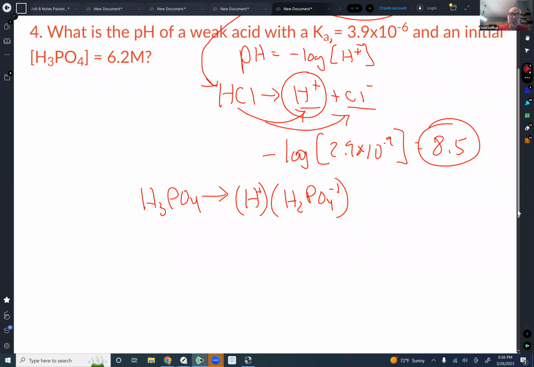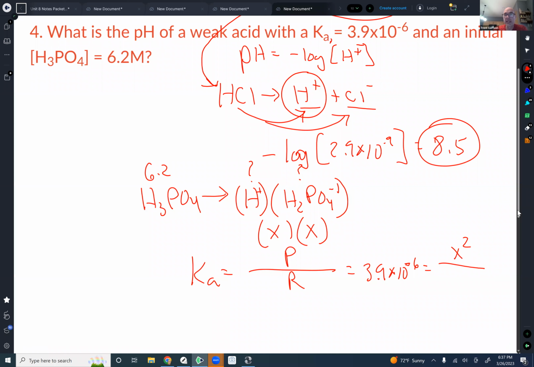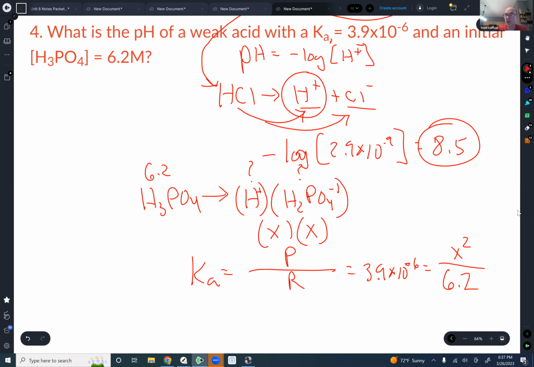So we have an initial concentration of 6.2. We don't know what these concentrations are. So they end up actually just being X values, just like they were before. Now, what this Ka value does for us is it allows us to set up a ratio of how it dissociates, products over reactants. And so it is this ratio of 3.9 times 10 to the negative 6 is equal to the products, which we don't know, but we could just now combine them together as X squared over the initial concentration of 6.2. So now I'm just going to simplify and solve for that X.